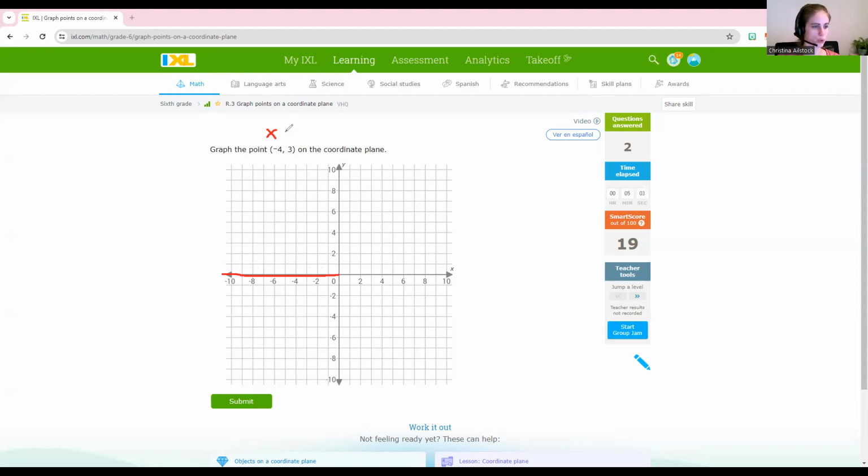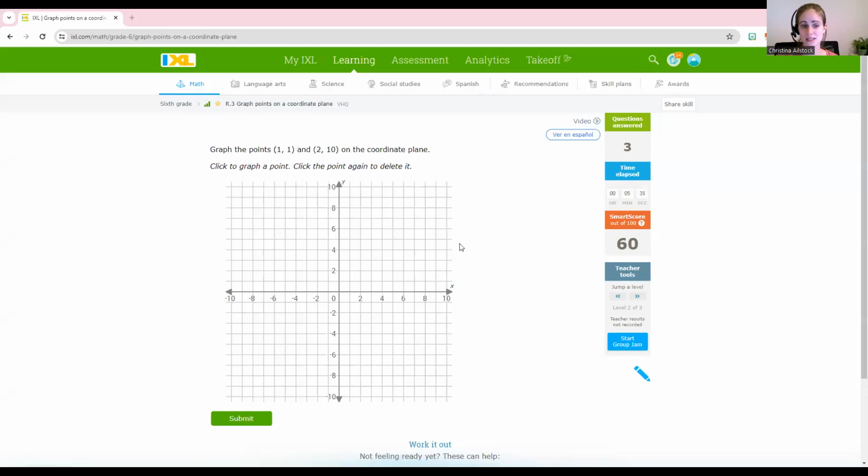Then your second number is your y. That's a +3, so it means I'll be going up. 0, 0. You have to run before you can jump. You have to walk before you can get to that elevator and ride it up. So we're going to go left 4, up 3, and we have our ordered pair.